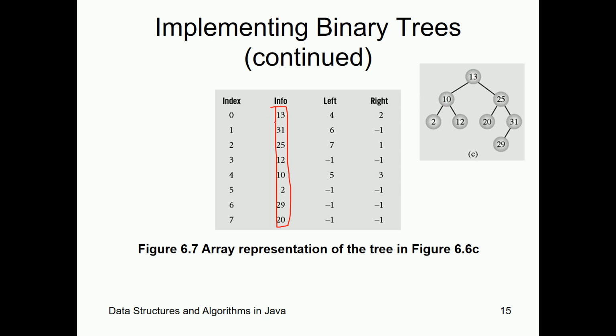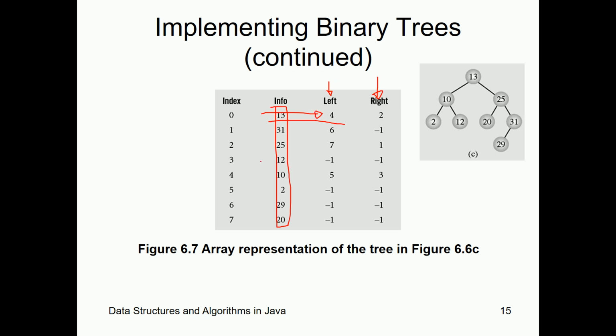So, for example, 13. On the left of 13, what is the other number? This number is 10. Okay, 10, what's the index of 10? That's why I'm putting here, on the left of 13, the value is found at position 4. And on the right, 25. I found it at position 2. So these are indices of the values on the left and on the right of each one of them.